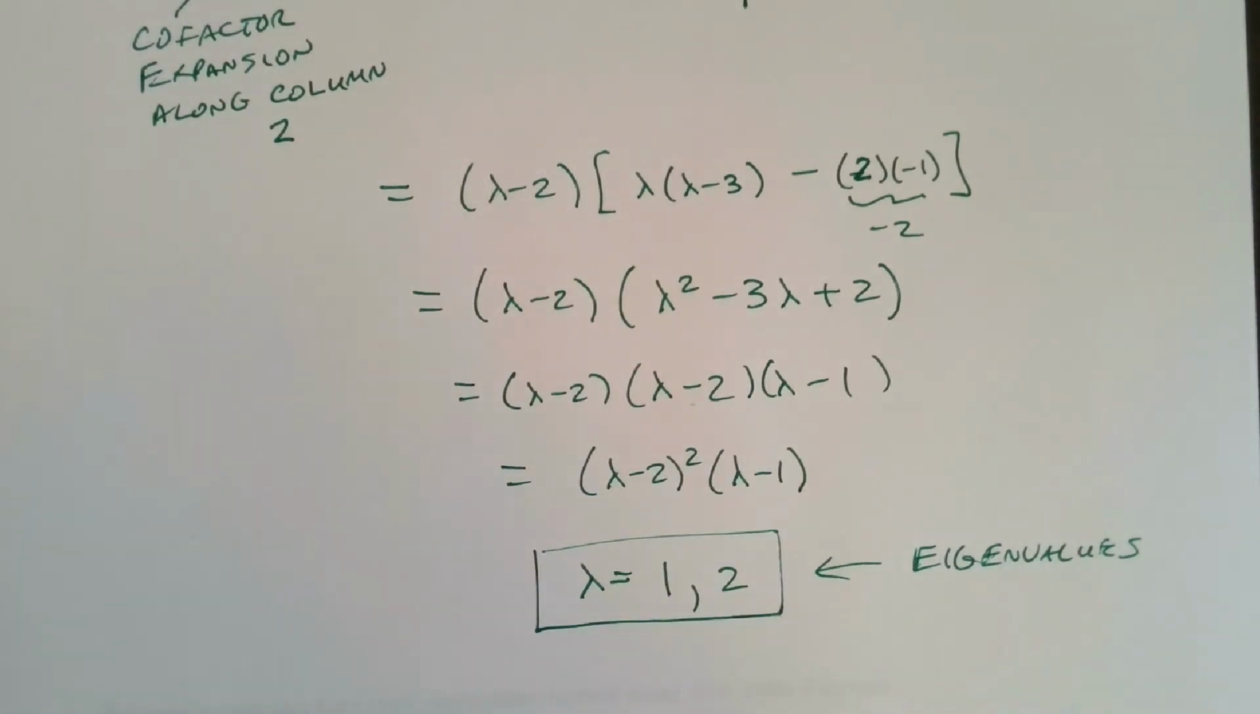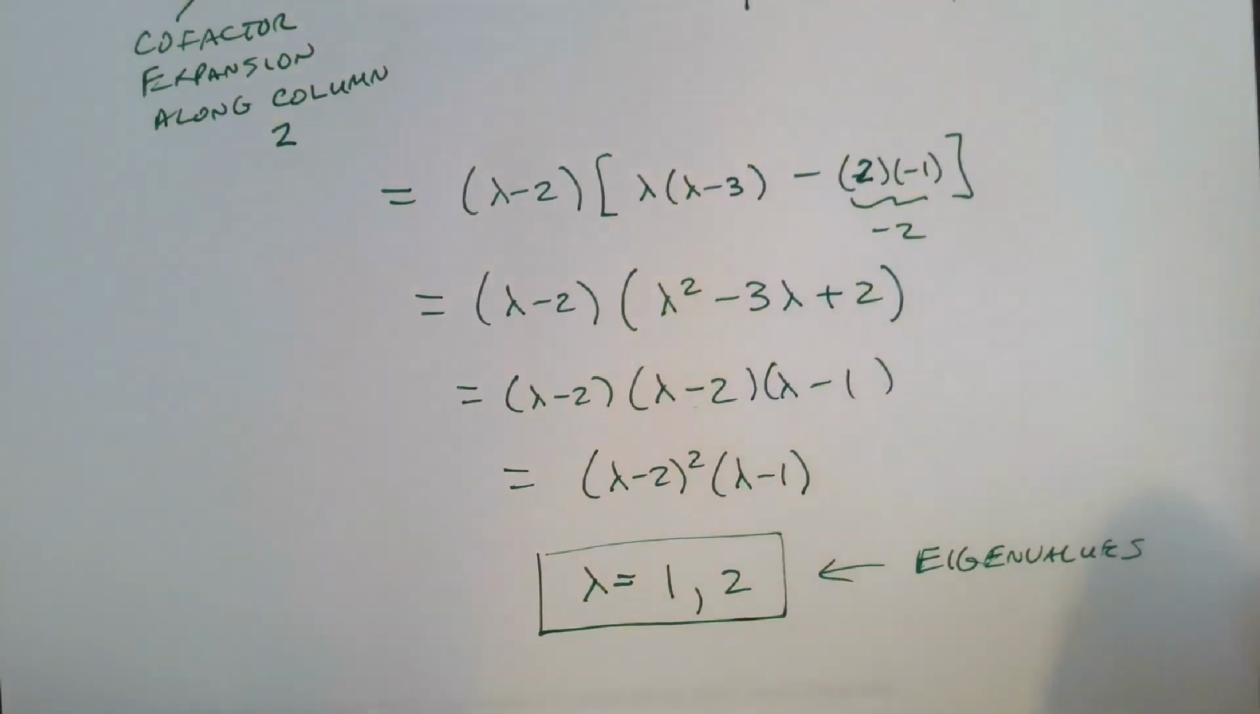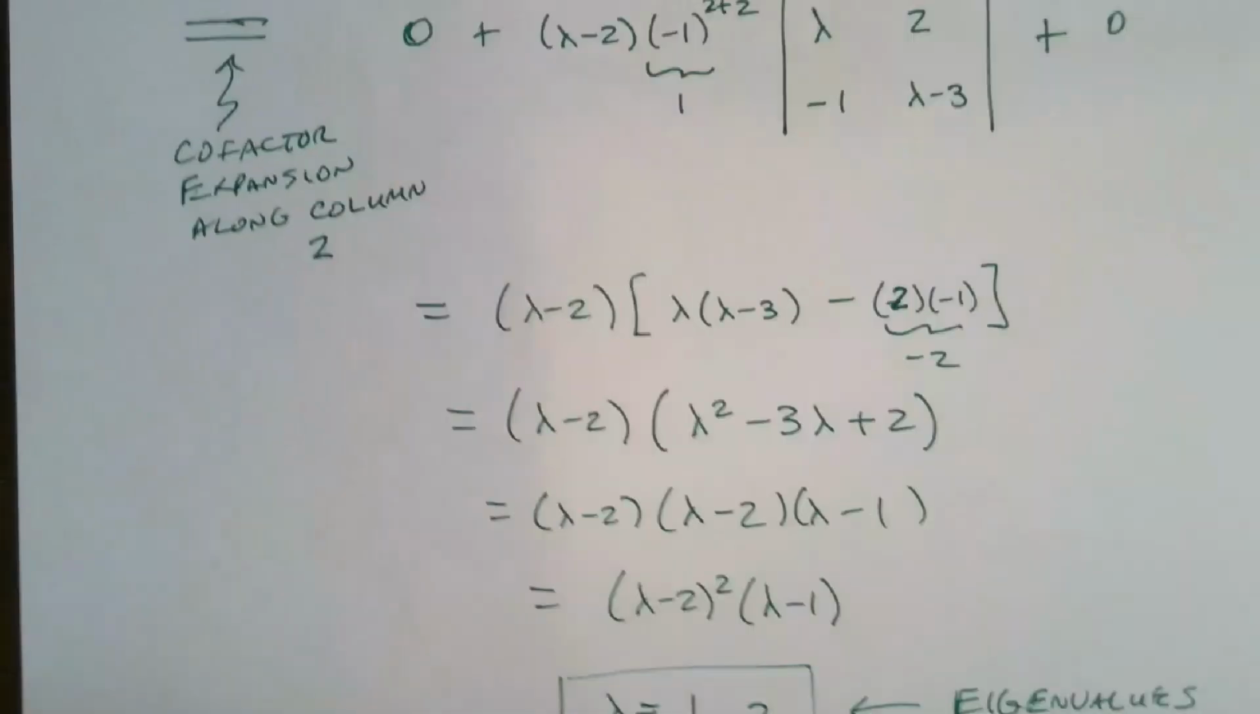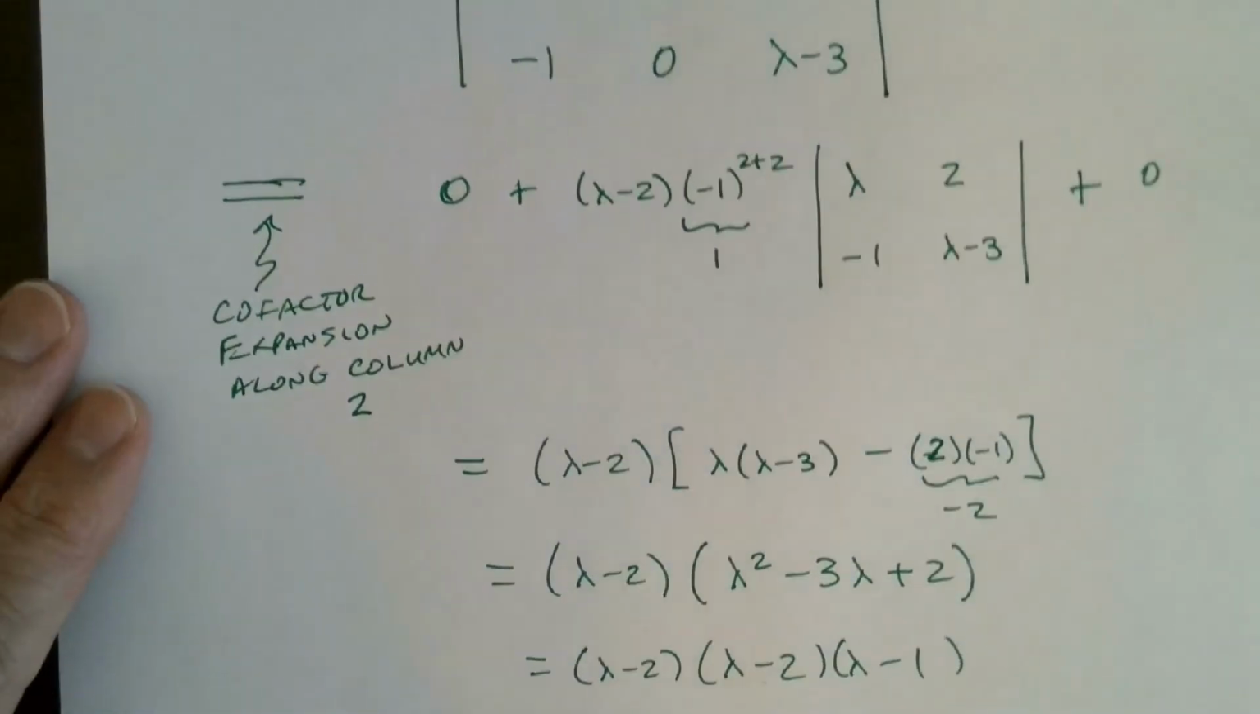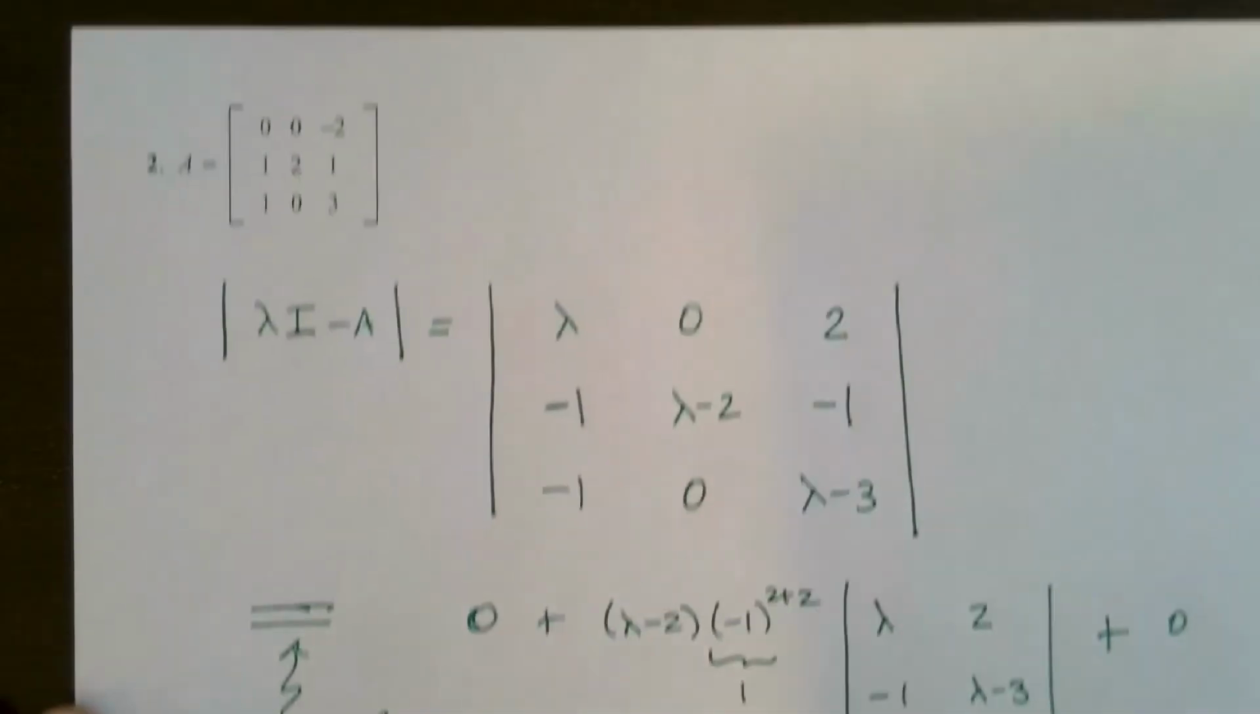Okay. So for a degree 3 polynomial, and therefore for a 3 by 3 matrix, you can have 1, 2, or 3 distinct eigenvalues. All right, we did a 2 by 2, 3 by 3. Let's now look at a 4 by 4.